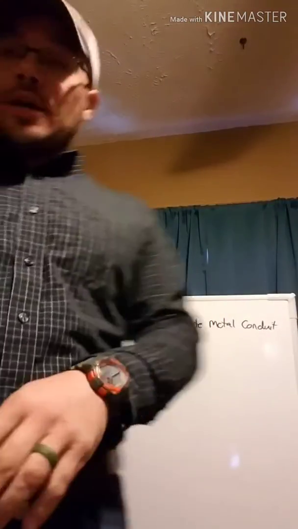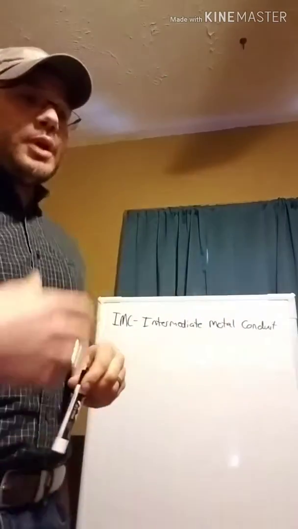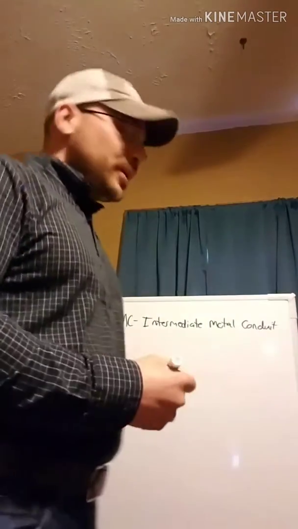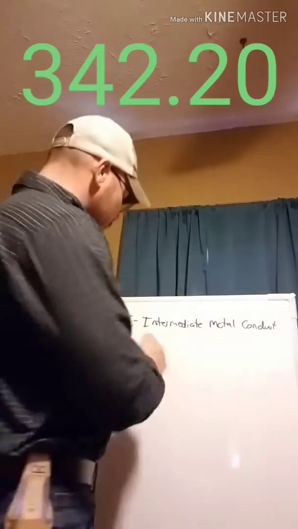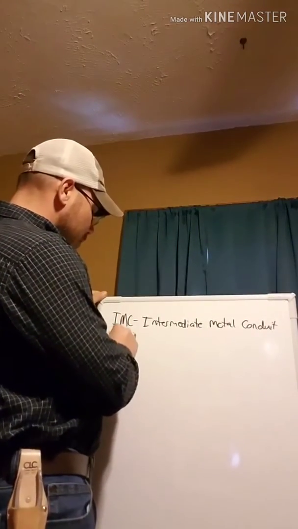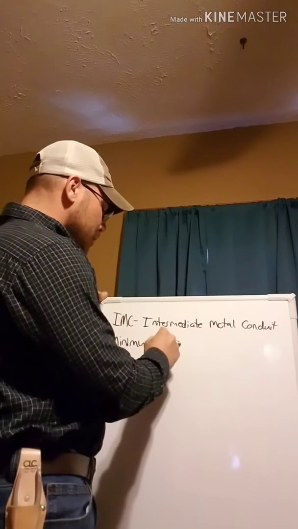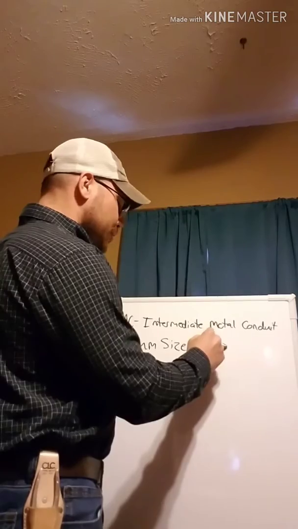Okay, so, intermediate metal conduit. Now, 342.20 talks about size, when we talked about minimums and maximums with a lot of different stuff. So for IMC, according to 342.20, your minimum size is 1/2 inch.